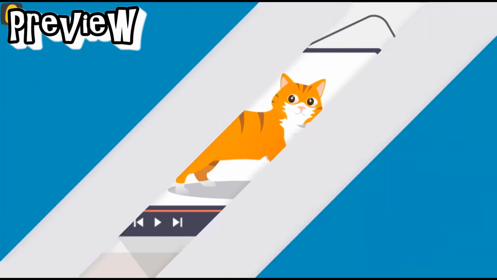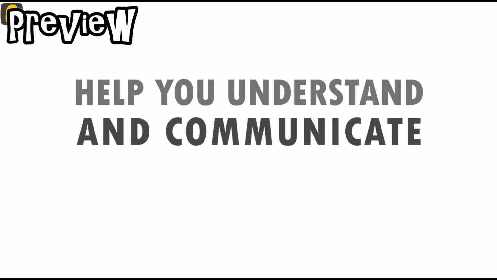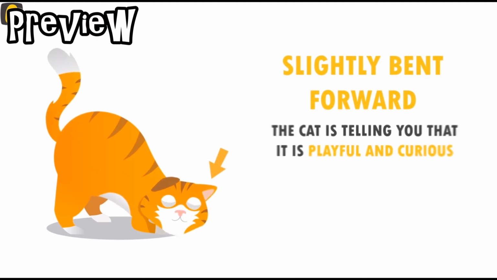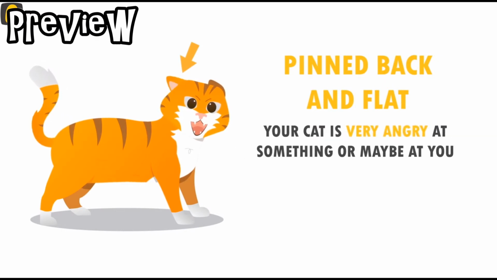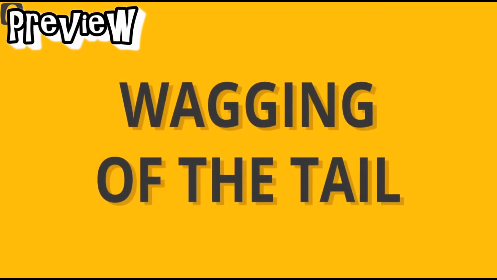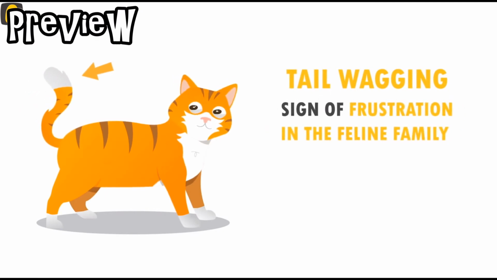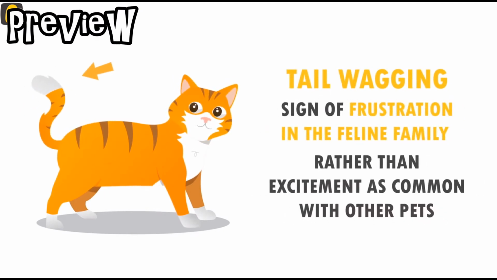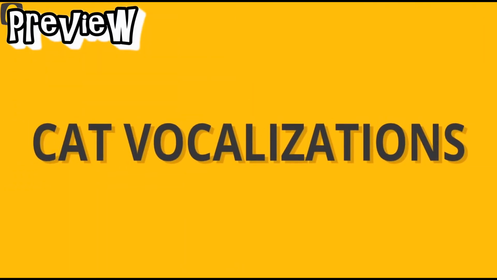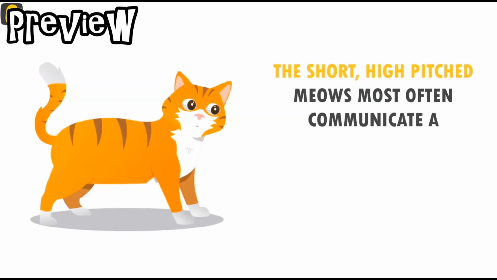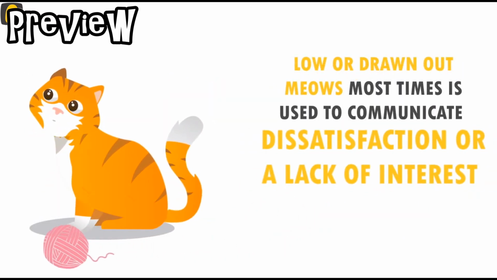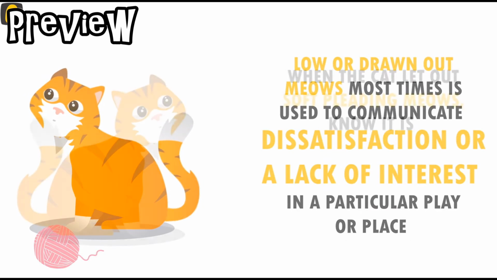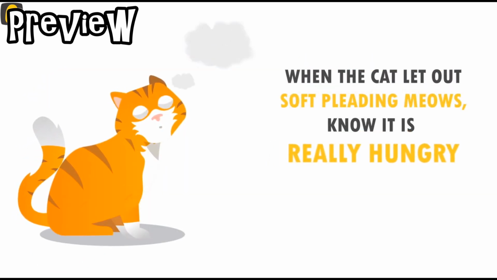In this video, you will learn the essentials that will help you understand and communicate with your cat. The ears. When the ears are slightly bent forward, the cat is particularly telling you that it is playful and curious. Ears are pinned back and flat, your cat is certainly very angry at something or maybe at you. Wagging of the tail. Tail wagging is a sign of frustration in the feline family rather than excitement as common with other pets. Cat vocalization. The short, high-pitched meows most often communicate a friendly gesture and greeting. Low or drawn-out meows most times is used to communicate dissatisfaction or a lack of interest in a particular play or place. When the cat lets out soft, pleading meows, know it is really hungry and will like to be fed immediately.